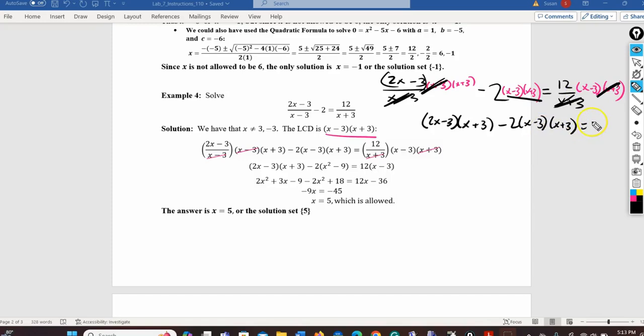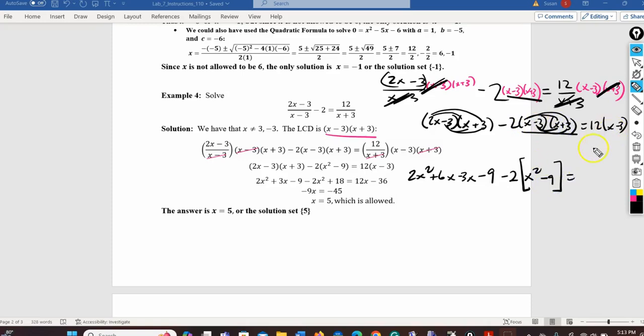is equal to 12 in parentheses x minus 3. If you don't put it in parentheses, it's going to be wrong. Okay, so now I'm going to have to FOIL. That's 2x squared plus 6x minus 3x minus 9 minus 2 times, and I'm going to do this first, x squared plus 3x minus 3x, so they cancel, and then minus 9.